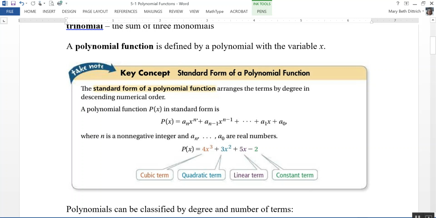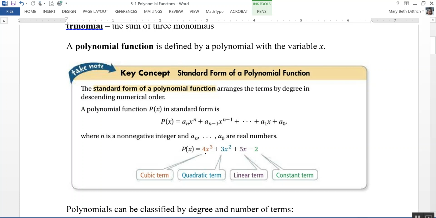So for example, if n were 3, this would be x to the third, this would be x to the 2, and you continue going on down until you get a coefficient and x to the first power, and then a sub 0, which is your constant term. So n is a non-negative integer, and then a sub n minus 1, a sub n minus 2, all the way down to a sub 0 are real numbers.